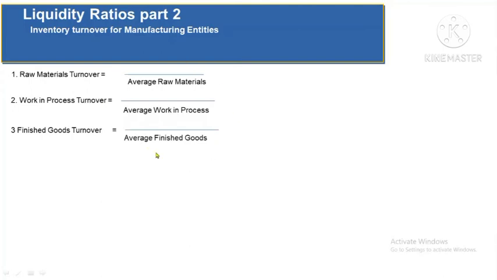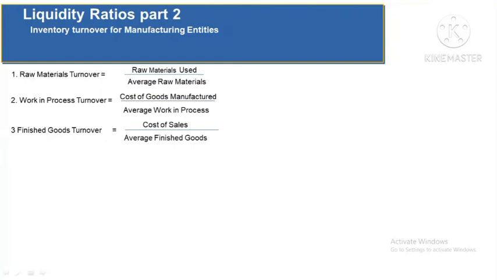The only problem that we have are the numerators for each of these formulas. So here are the numerators. We have the raw materials used for the raw materials turnover, we have the cost of goods manufactured in the work in process turnover, and we have the cost of sales for the finished goods turnover. Maybe some of you are not yet familiar with these manufacturing terms, so I suggest that you watch one of my videos and the link is in the description below.